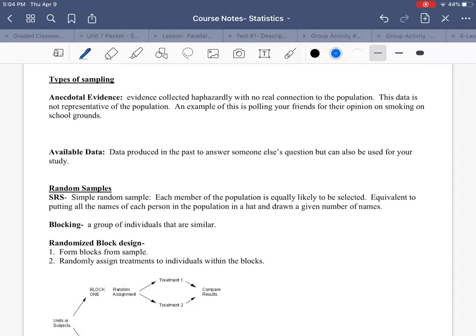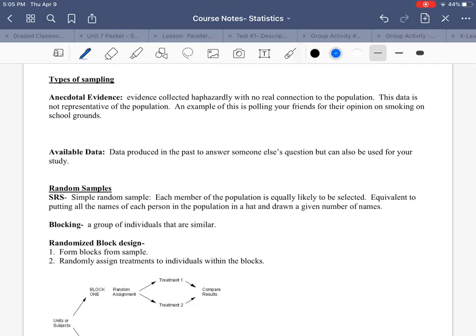But the example I gave was polling your friends on their opinion on smoking on school grounds. I'll take it as a typo. I've been meaning to fix this for a while or update it. Smoking or vaping on school grounds. Yeah, just because. I don't think it adds anything to the lesson, but I think it's just more updated. So the first person to submit that who hasn't already met the requirement of 3 typo bonus points will receive a bonus point.